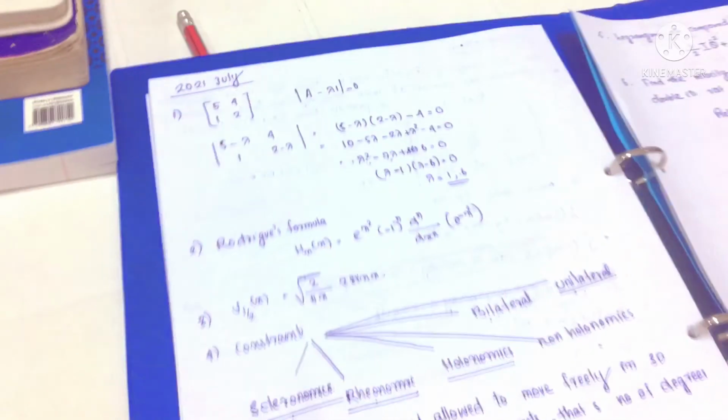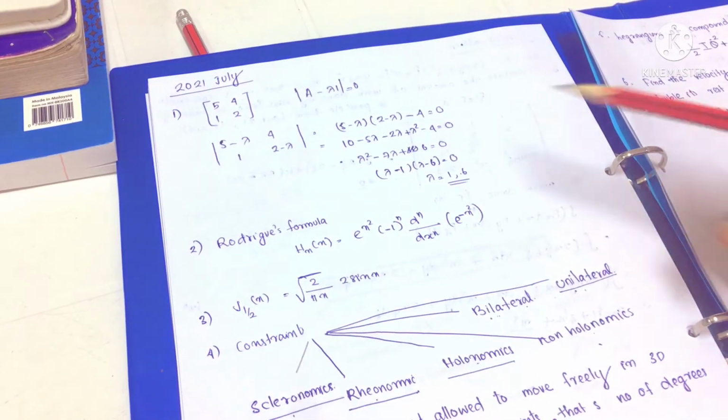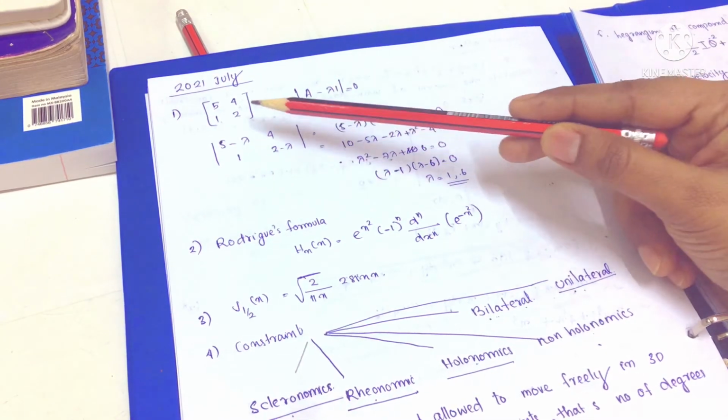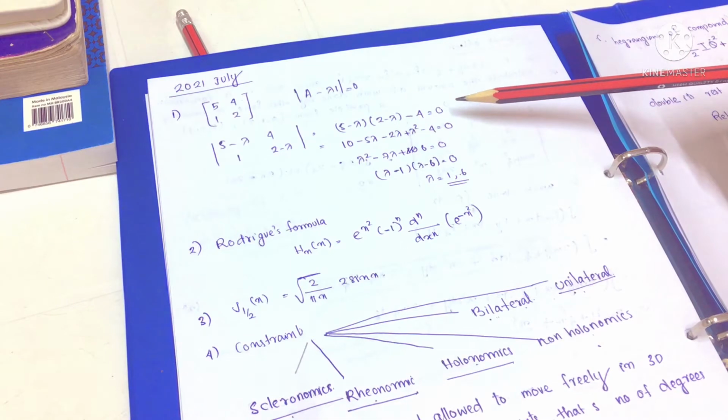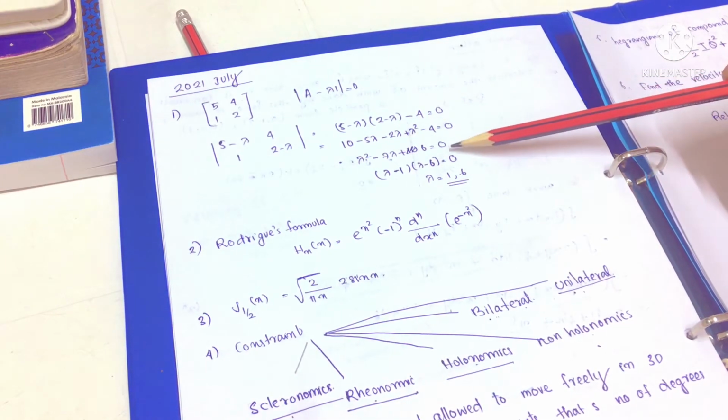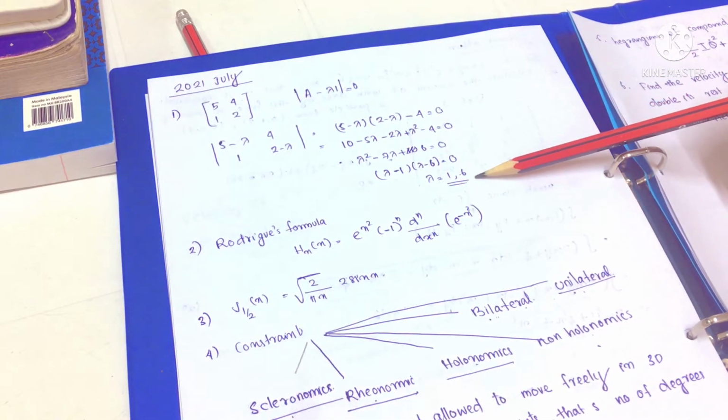Let's begin. First question is about finding the eigenvalues. We know how to find the eigenvalues: modulus of M minus lambda I is equal to 0. Then I solved it and lambda is equal to 1 and 6 are the eigenvalues I got.